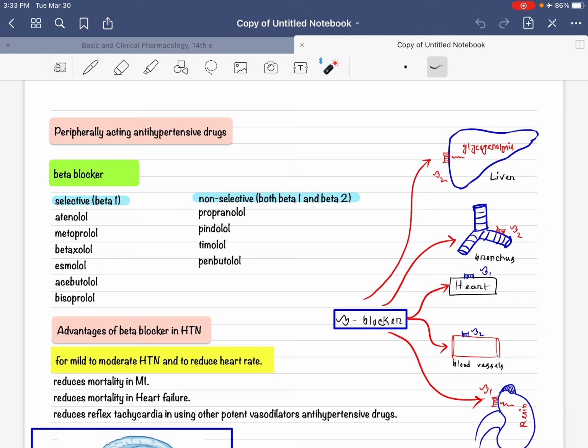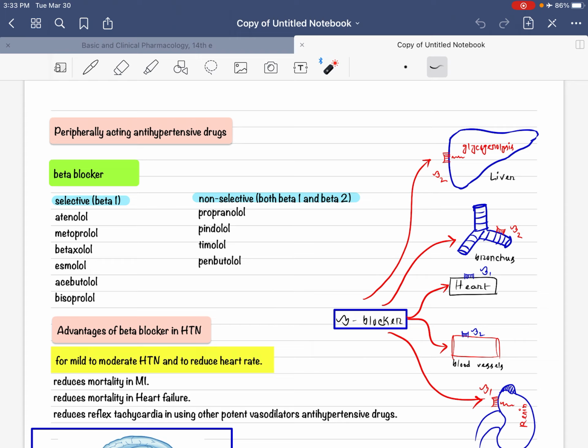Today we will discuss the peripherally acting antihypertensive drugs. In my previous tutorial, I told you about the centrally acting antihypertensive drugs. We have a lot of peripherally acting antihypertensive drugs, such as beta blockers, alpha blockers, and drugs that block the renin-angiotensin-aldosterone system. Today, my topic is the beta blocker and alpha blocker.